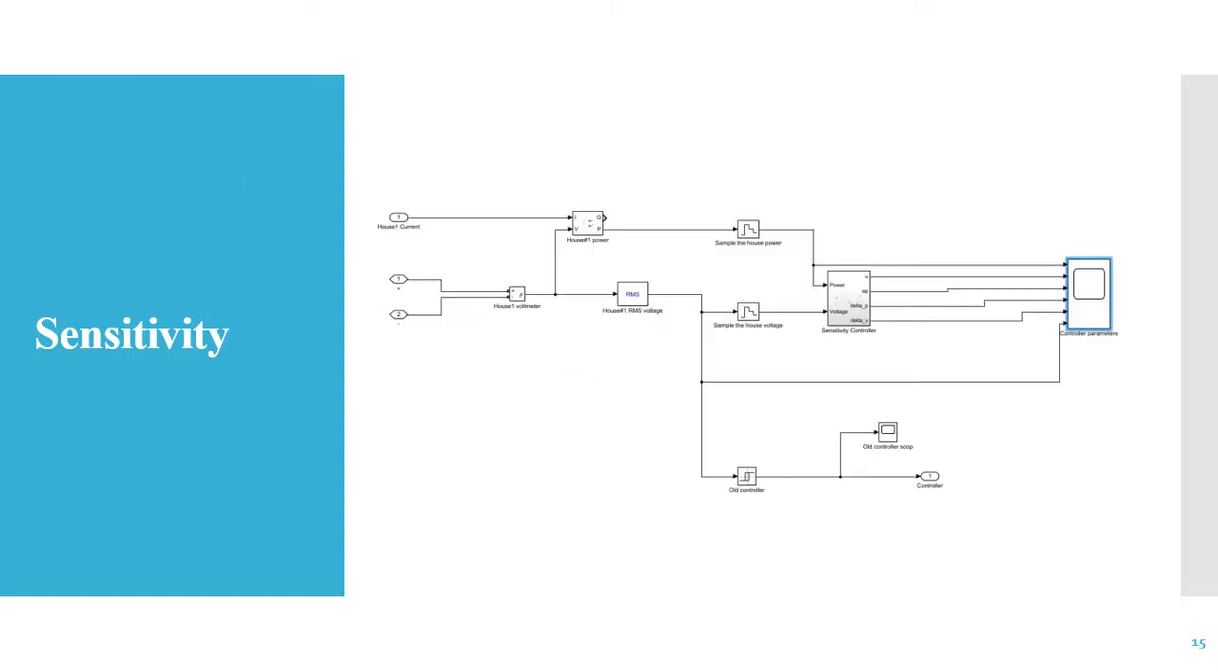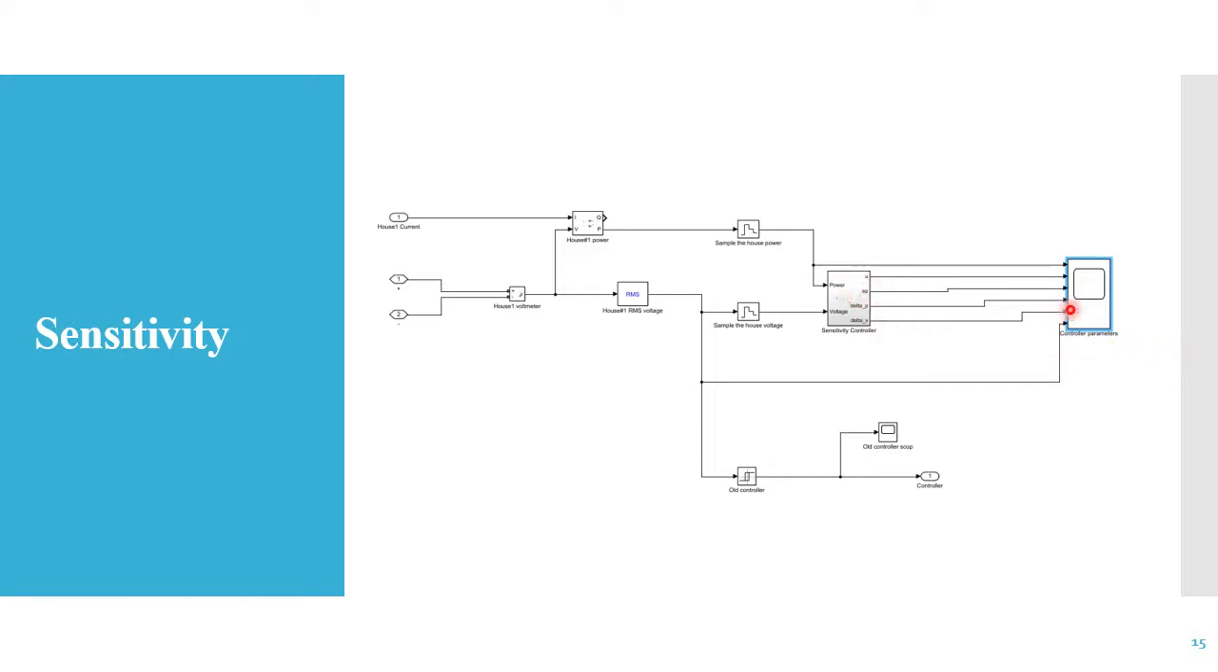The way we have implemented the sensitivity in Simulink is by measuring the voltage and the current at the house to compute the power, then sending the power and the voltage to the sensitivity controller. And we have used this zero-order hold block to resample the measurement to match the sensitivity controller.